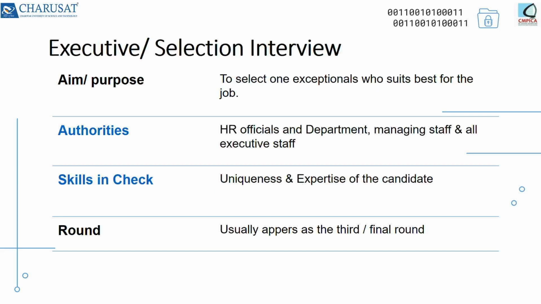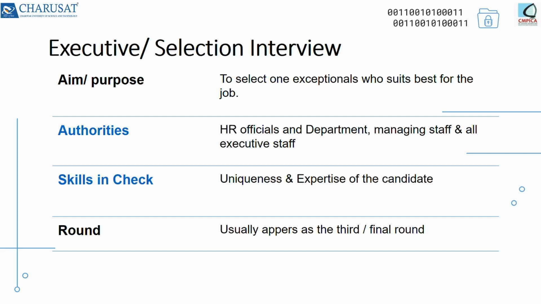Again, there are executive selection interviews. These kinds of interviews are basically done for higher positions. If there are positions available for HR, for a senior manager, or for an architect in terms of development, these executive selection interviews are there for that purpose: to select one exceptional candidate who suits the job best. There are not multiple vacancies or places to fill for multiple people, so this executive selection happens only for one individual.